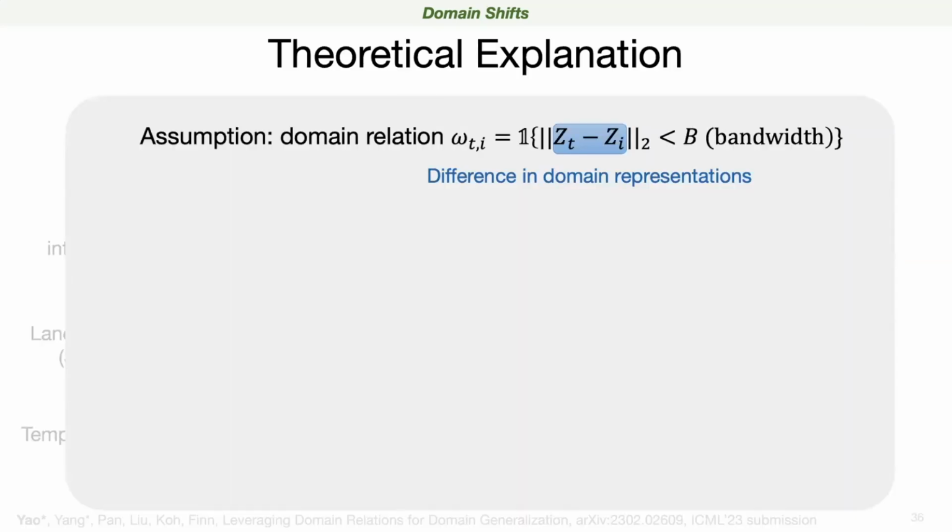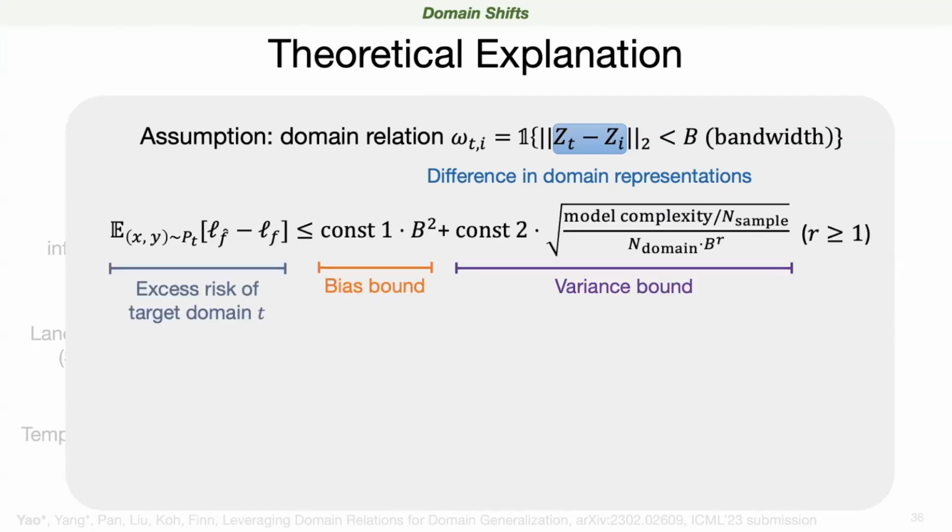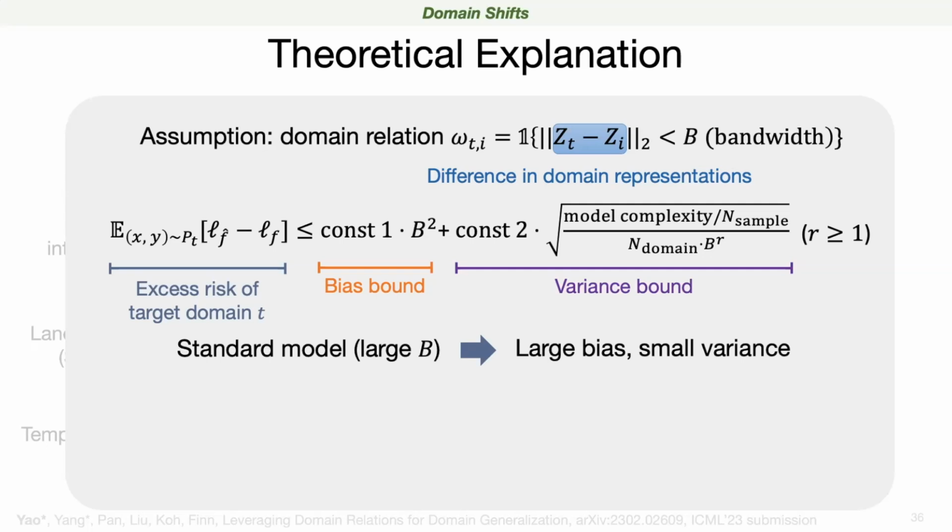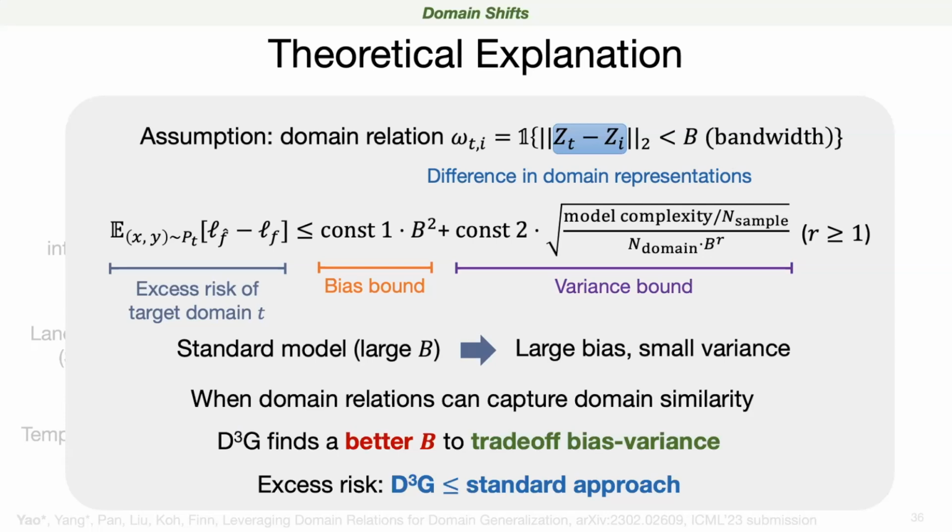Apart from these empirical results, we also provide some theoretical explanations to show why this regime can achieve better performance. Basically, we make some mild assumptions: we assume that the domain relations are controlled by the difference of the domain representations and also a bandwidth. We evaluate the excess risk of the target domain T, which is bounded by a bias bound and a variance bound. For the standard models, since we treat all the training domains equally, we need a larger bandwidth, which can lead to a larger bias error and a small variance error. When the domain relations can fully capture the domain similarity, D3G can find a better bandwidth to trade off the bias and the variance, and achieve a smaller excess risk compared with the standard approach.